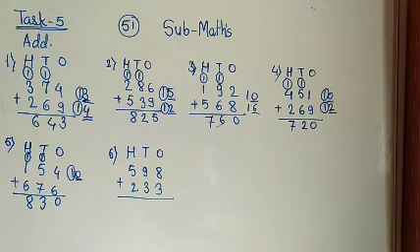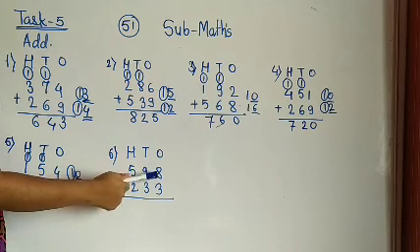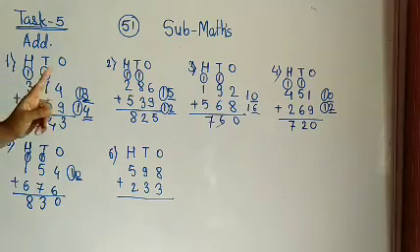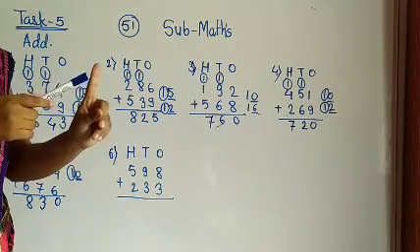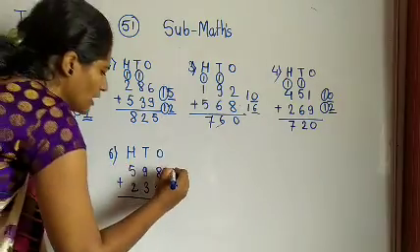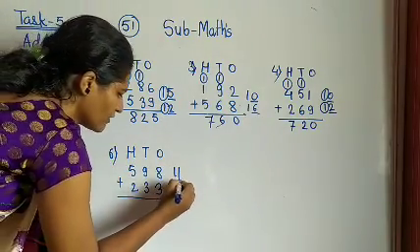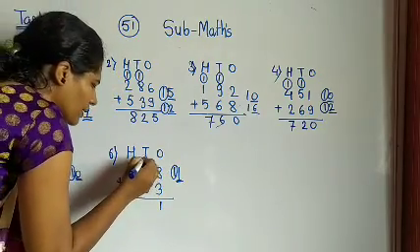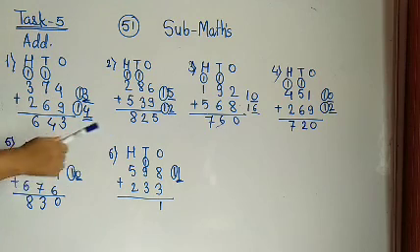So, what is the sixth sum? 598 plus 233. So, here also we start addition from 1's place. So, how to add it? 8 plus 3. So, after 8 count 3: 9, 10, 11. In 11, what we have to do? This one is downside and this one, 10's place 1, it becomes the carry. So we circle that carry.